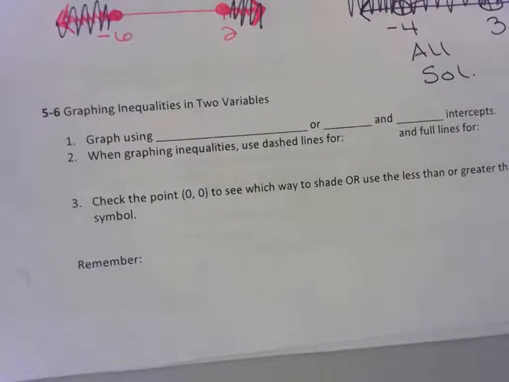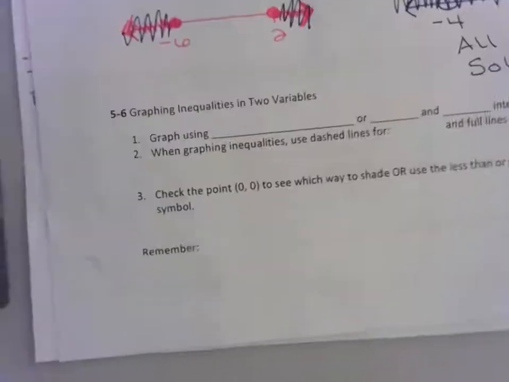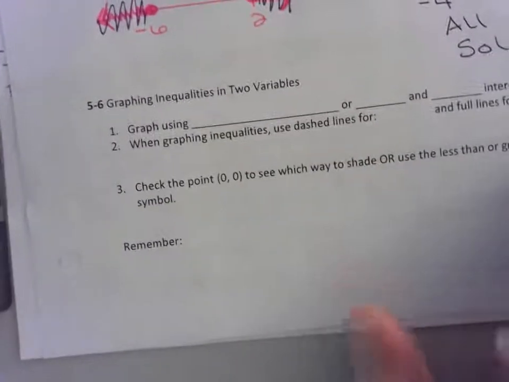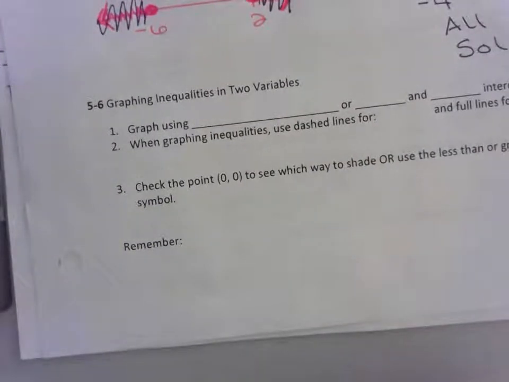So, chapter 5-6 is the last lesson in chapter 5. And the nice thing about chapter 5 is it's a nice lesson because a lot of it is review. So like I said, we're going to graph inequalities with 2 variables, x and y. So we're going to graph lines. But inequalities look different because I don't have a single answer. I'm not just going to have to do a line. I'm going to have to shade like we did on the number line.